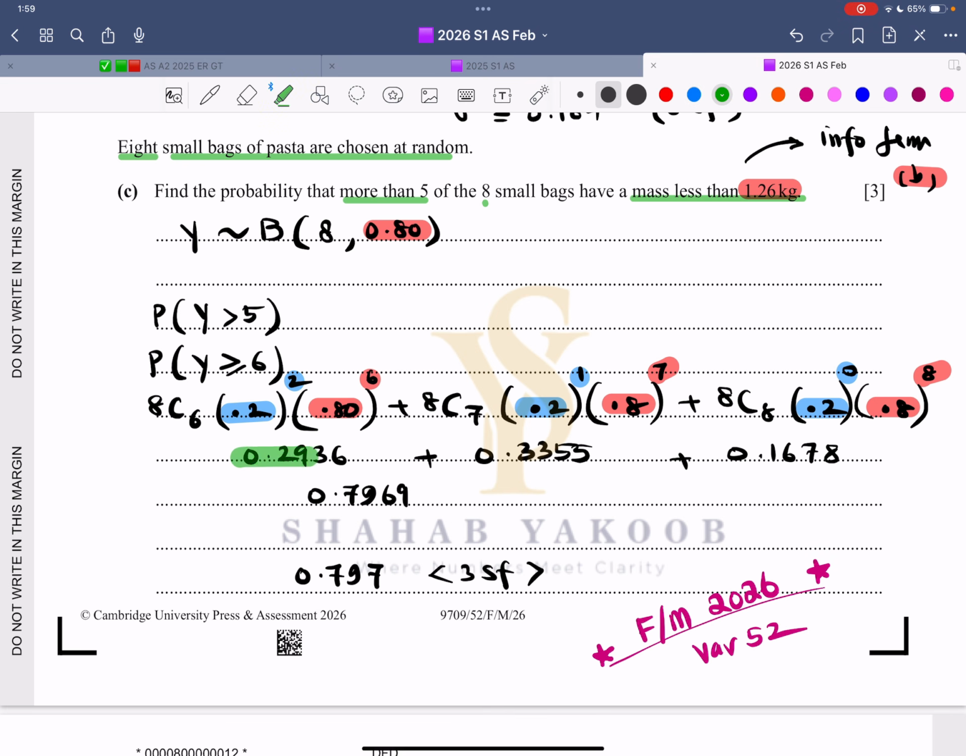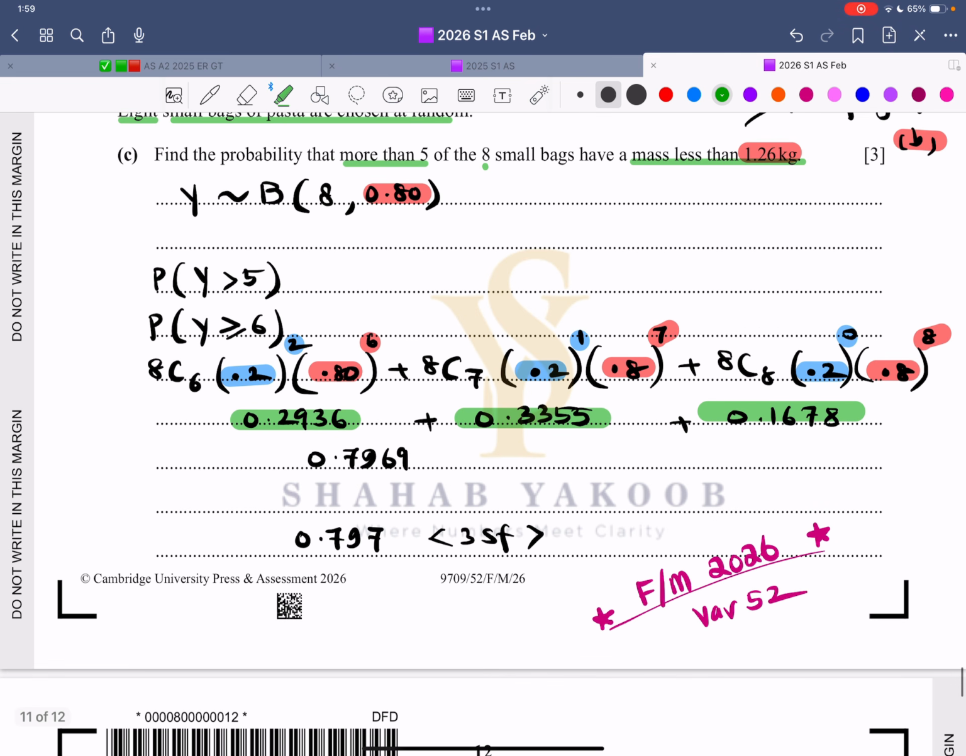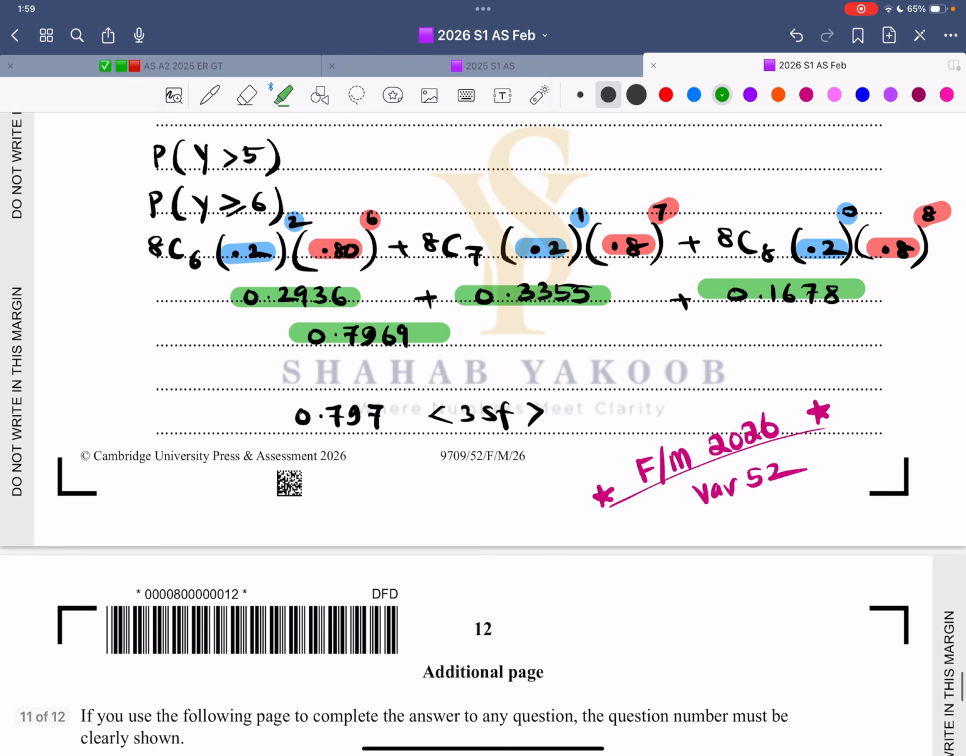And then you get this answer and this answer and this answer, and a constant reminder from my side, show all the working. You add it all up, you get this thing, that's 4 SF. Therefore, the very final answer is 0.797, correct to 3 SF.